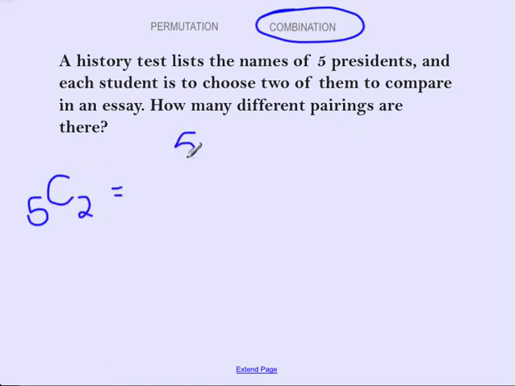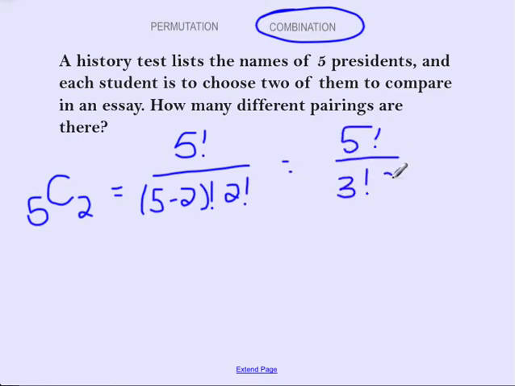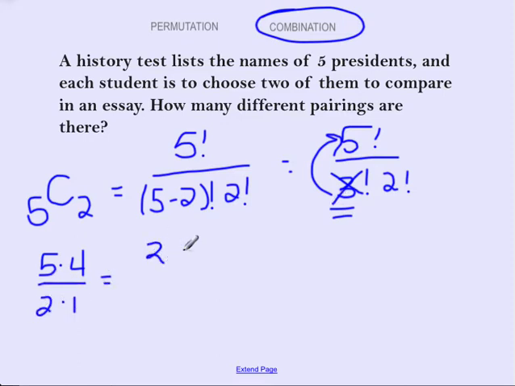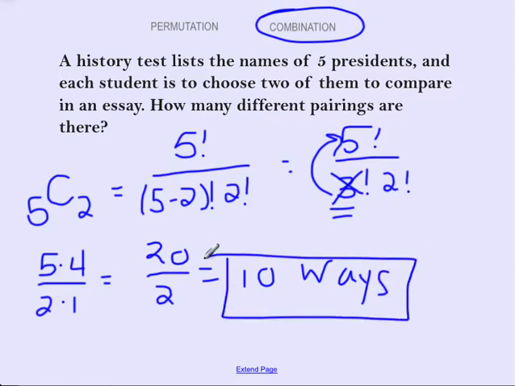We start with 5 factorial on top, and 5 minus 2 factorial on the bottom times 2 factorial. So I have 5 factorial divided by 3 factorial times 2 factorial. 3 is my larger factorial, so everything from 3 on down is going away. I'm just left with 5 times 4, and I can get rid of that 3 factorial on the bottom. 2 factorial is just 2 times 1. 5 times 4 is 20, and 2 times 1 is 2. 20 divided by 2 is 10 ways. So there are 10 different ways you can choose to partner up your presidents if you're given 5 of them.